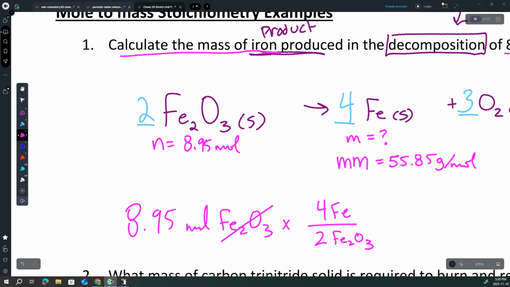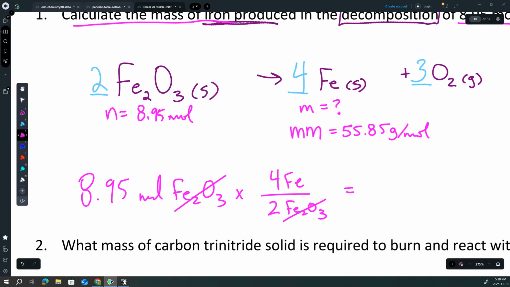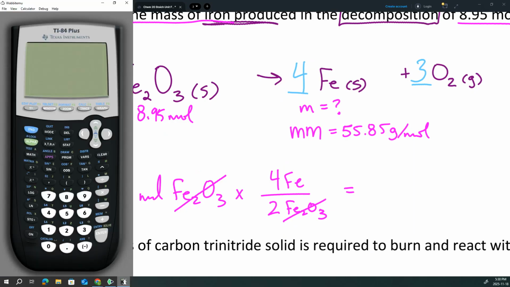Okay, so these cancel out because I'm just treating iron 3 oxide kind of like a unit. So if you have the same unit in the top and the bottom, they're going to cancel out. All right, so essentially what we're doing is we're taking 8.95 and timesing it by 4, then dividing by 2. Or in other words, you could also just say 8.95 times by 2. It'll get you the same answer, okay? Because 4 divided by 2 just simplifies to 2.